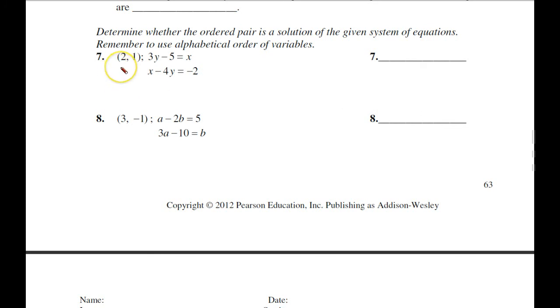Now in this one, they're asking us to determine, is this ordered pair a solution? So what you need to do is take this x and this y and place it into these equations and see if in fact the statements are true. If they're both true, then yes, that is a point of intersection. And the same for number 8.